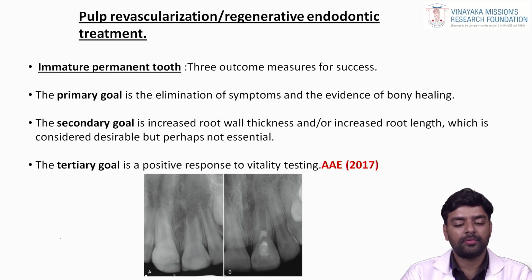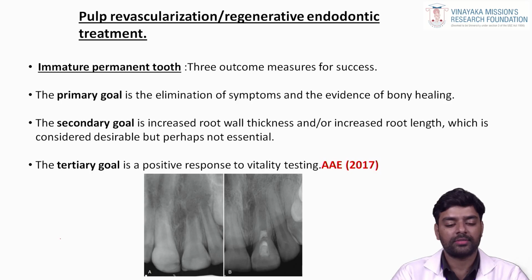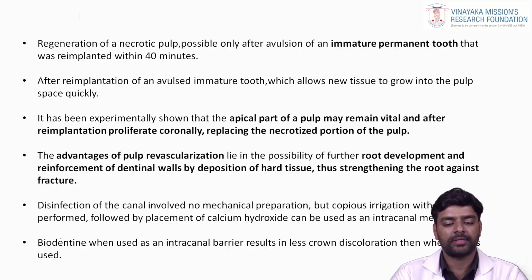In the immature permanent tooth, there are 3 outcome measures for the success of pulp revascularization. The primary goal is elimination of symptoms and evidence of bony healing. The secondary goal is increased root wall thickness and/or increased root length, which is considered desirable but perhaps not essential. The tertiary goal should be a positive response to pulp vitality testing.